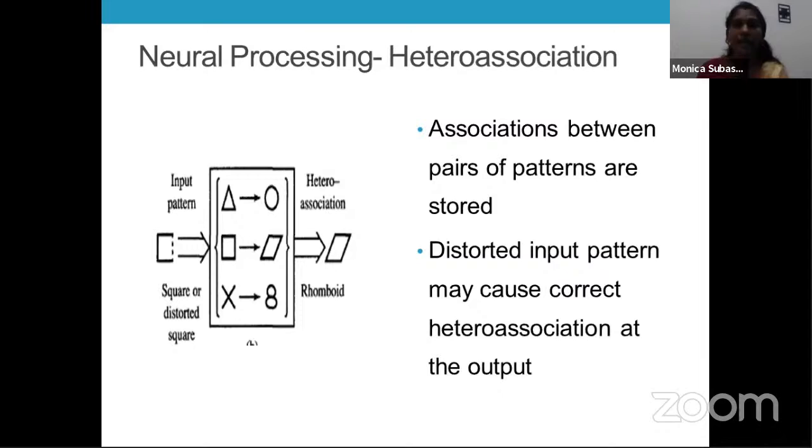The next type is hetero-association. Already we have some patterns. A distorted input pattern may cause a correct hetero-association at the output. It might not be the same one, but a related pattern or from the same family. Maybe if you send a square, it is almost similar to an 8, and 8 would be declared as the output. And a triangular pattern is almost similar to a circle, so the output would be a circle. Likewise, pairs of patterns are stored, and the most appropriate one would be declared as the output.